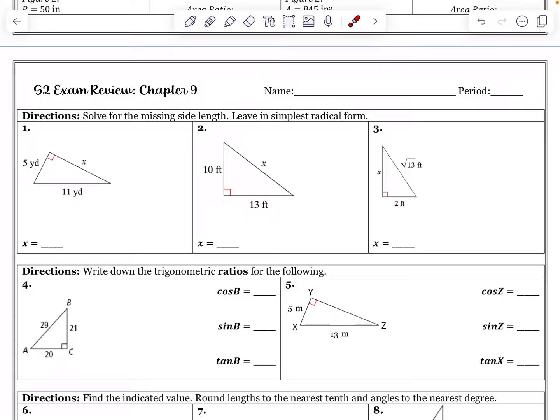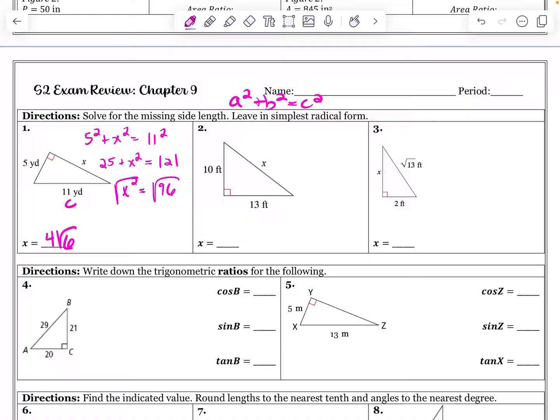All right, we're starting with some Pythagorean theorem. A squared plus b squared equals c squared. Your hypotenuse is always c. So 5 squared plus x squared equals 11 squared. 25 plus x squared equals 121. Subtract 25 from both sides. X squared equals 96. I'm not done because it's still squared, so I have to take a square root of that. If you have one of my fancy calculators, it will do it for you right here.